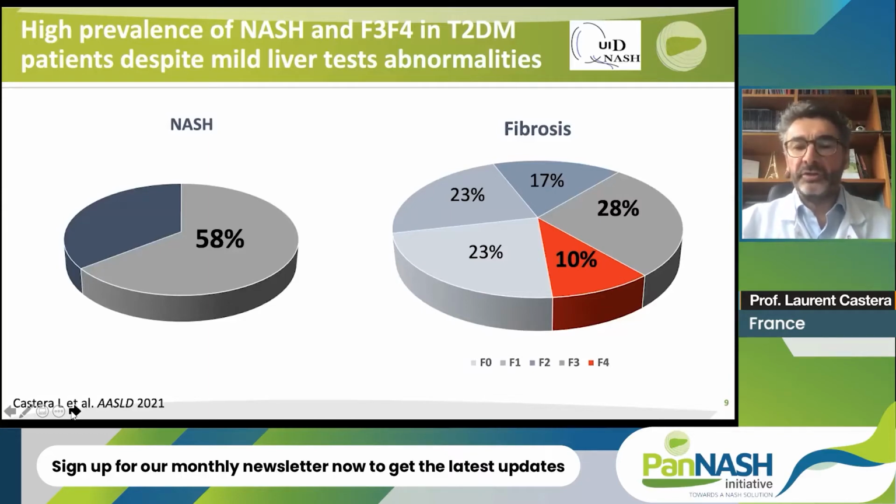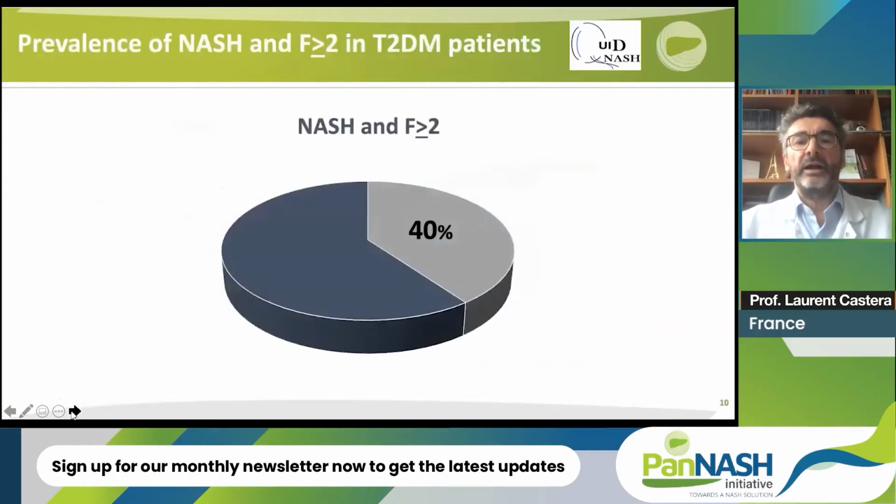And to make a long story short, the prevalence of advanced fibrosis, the most important endpoint, because this is related with liver-related events, liver mortality, and all-cause mortality, was as high as 38%, including 10% with cirrhosis. This is in an all-comer population seen in diabetes clinics in France. Now, as for the prevalence of at-risk NASH, that is NASH and significant fibrosis, this was 40% in this population, and these patients would qualify for pharmacologic treatment when a drug is approved.